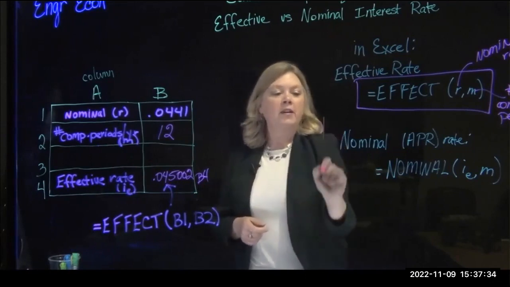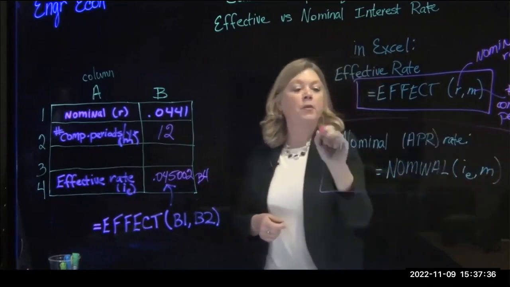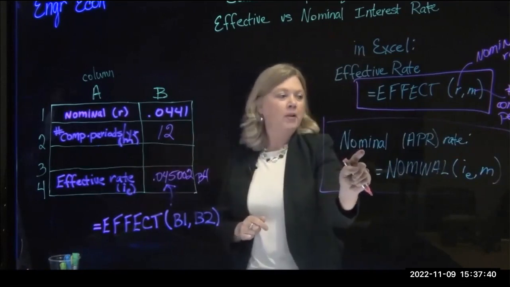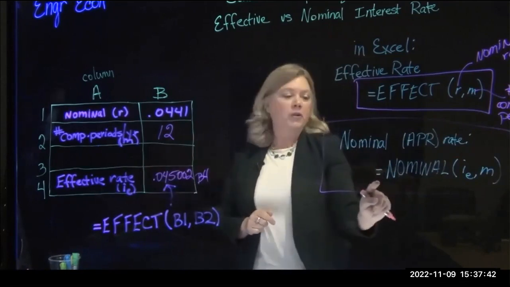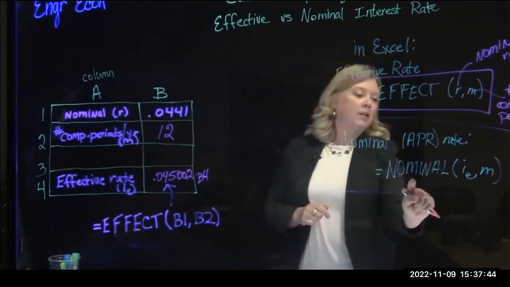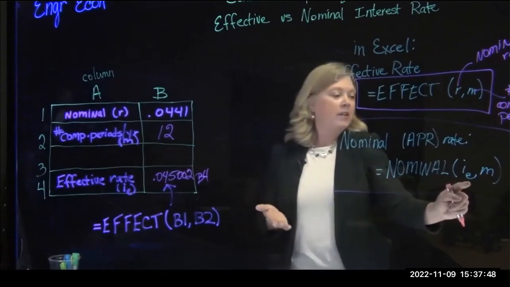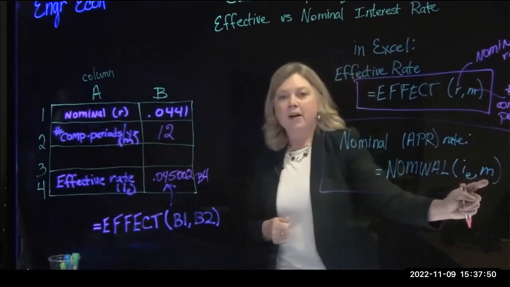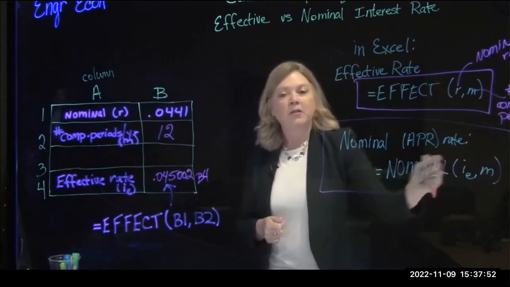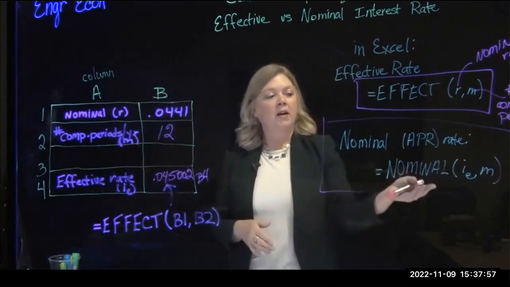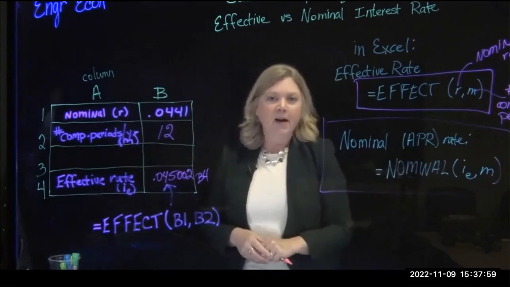If you're given an effective rate and you want to turn it into the equivalent nominal interest rate, then you type into Excel equals NOMINAL, parentheses, I sub E, the effective rate that you're given, comma, M, the number of compounding periods per year, closing parentheses. What you'll get then is the equivalent nominal interest rate.